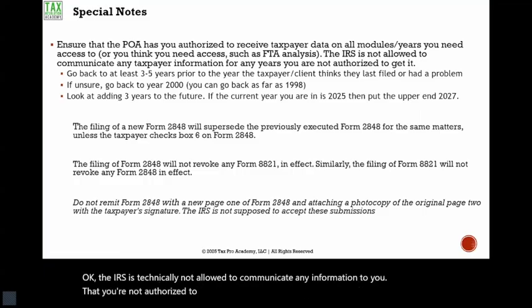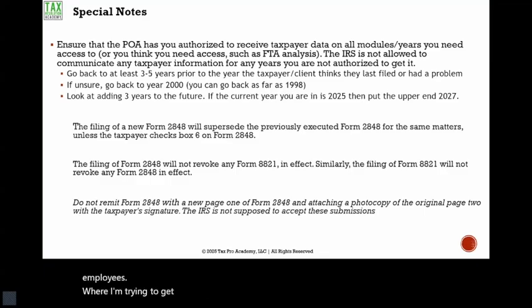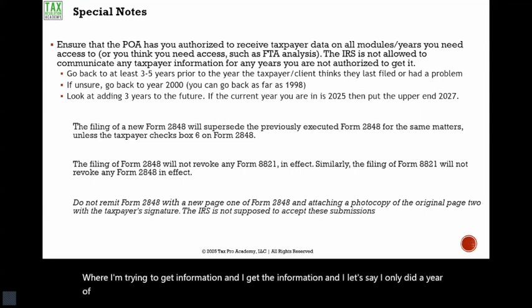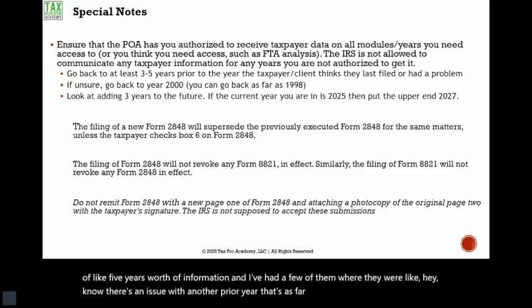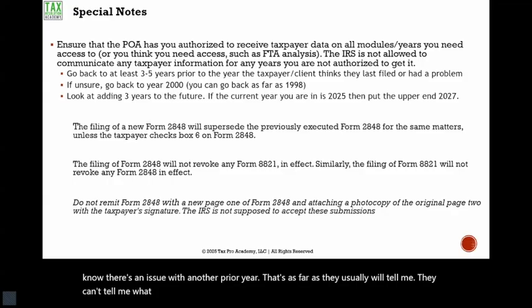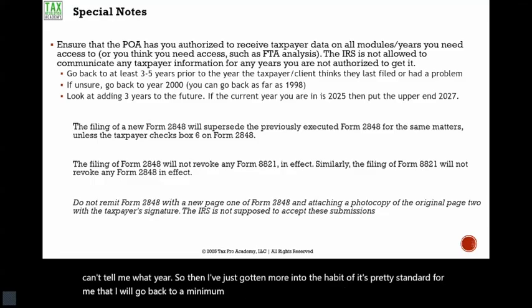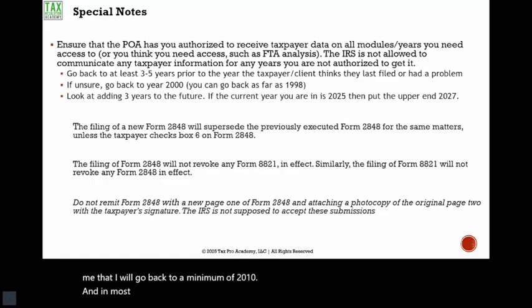I have had some nice IRS employees where I'm trying to get information, and let's say I only did a year or like 5 years worth of information. I've had a few of them say, hey, there's an issue with another prior year. That's as far as they usually will tell me. They can't tell me what year. So it's pretty standard for me that I will go back to a minimum of 2010, and in most cases, I usually will go back to the year 2000.